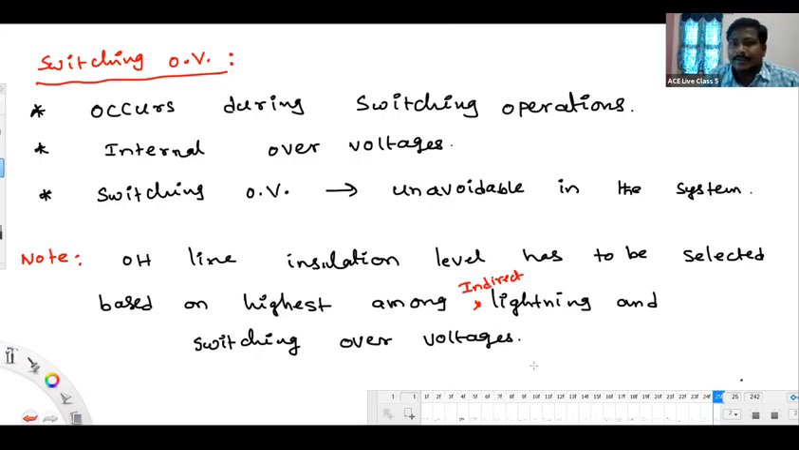Lightning falls on the tower, there is no issue. It's an indirect stroke only. It's not coming directly onto the power conductor. It may be discharged to the ground.